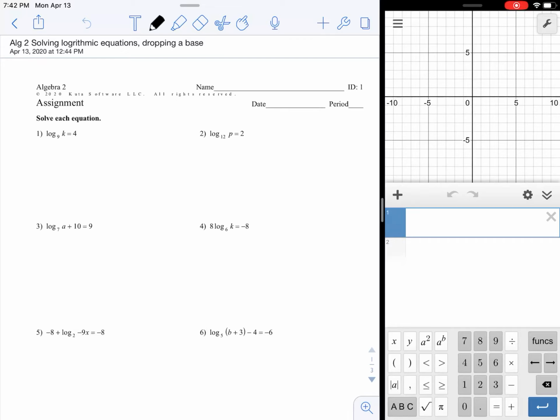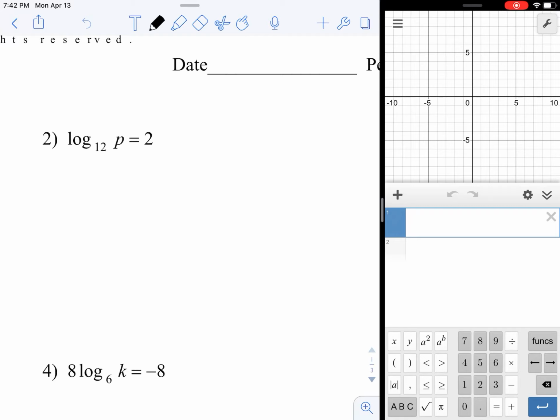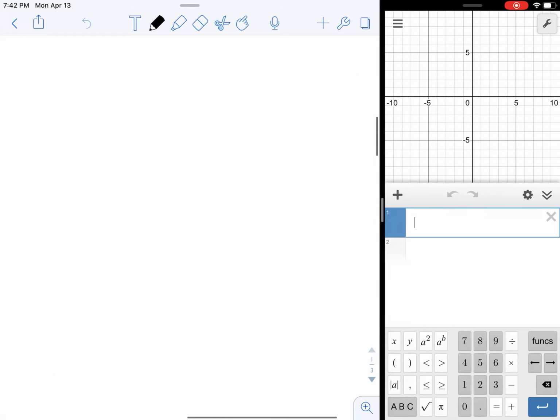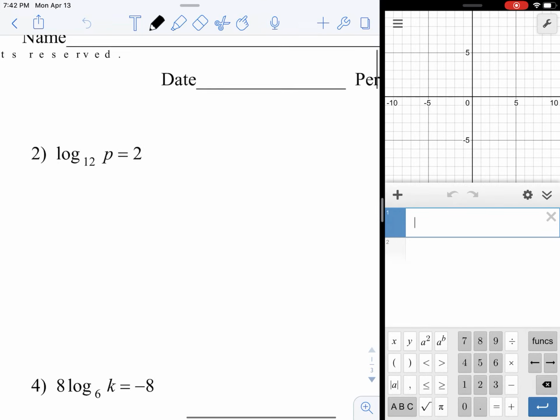Alright, hello guys. So today we're going to continue solving logarithmic equations, but this time there will not be a log on each side to cancel out. So we're not using the one-to-one property. We're going to use a different technique. So number 2 starts pretty easy. As we proceed through the even ones, it steps up as far as being more and more difficult. So follow along, and then you're going to do the odds for your assignment.